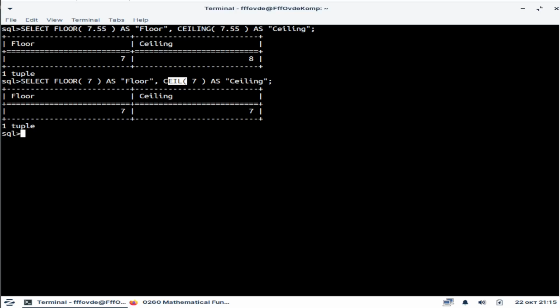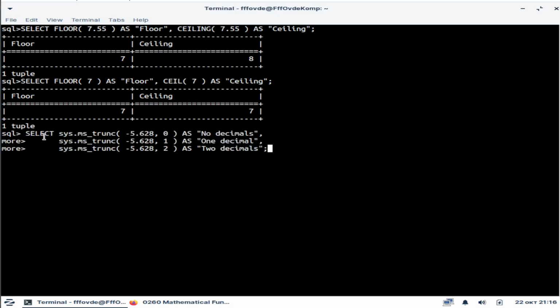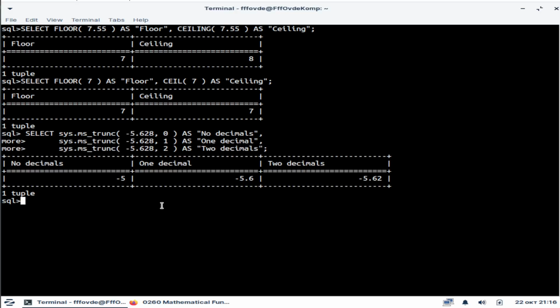Next, we will take a look at truncate function. So this is truncate function. With this function, we can restrict number of decimal places. Our argument has 3 decimal places, but if I want 0 decimal places, I will get only -5. If I want 1 decimal place, then I will get only -5.6, and this is what I will get if I want 2 decimal places.